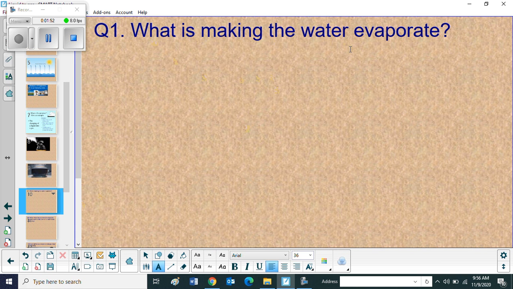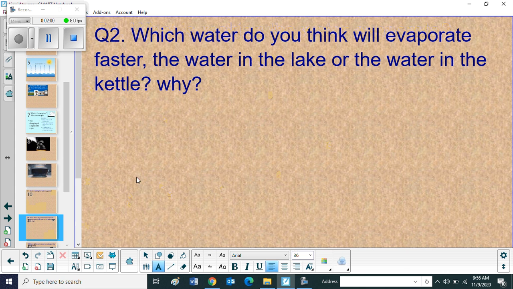Question 1. What is making the water evaporate? Yes, the heat is making the water evaporate. This is question number 2 from the student's book, page number 48. Which water do you think will evaporate faster? The water in the lake or the water in the kettle? Why?